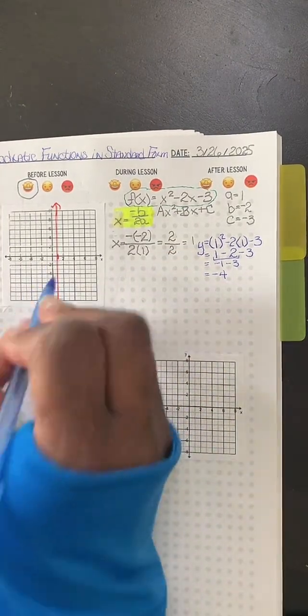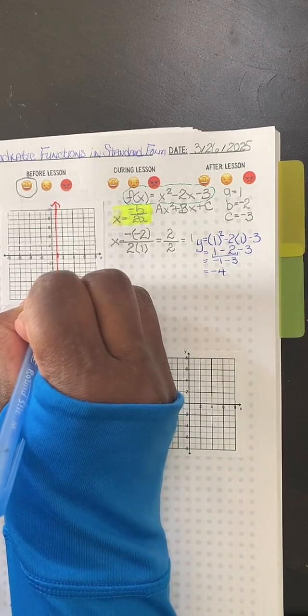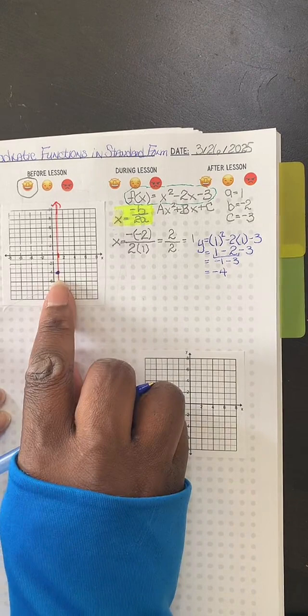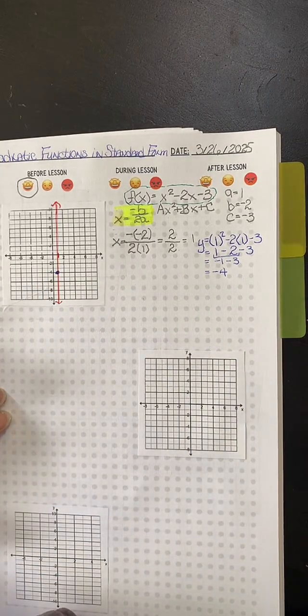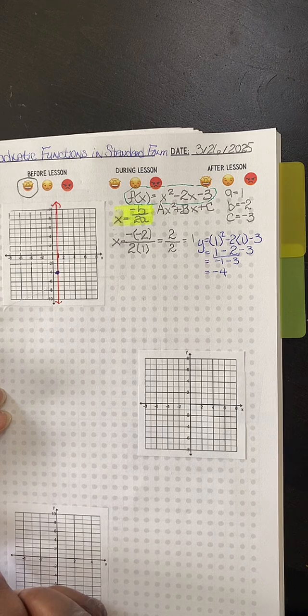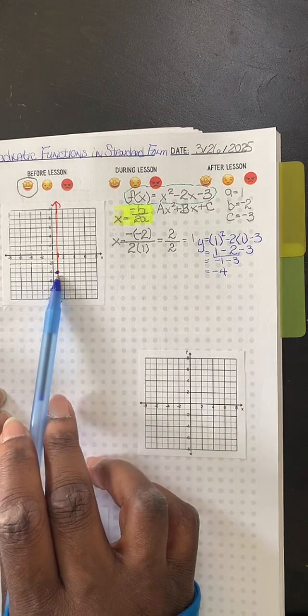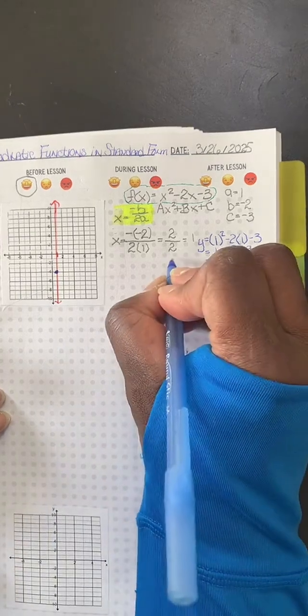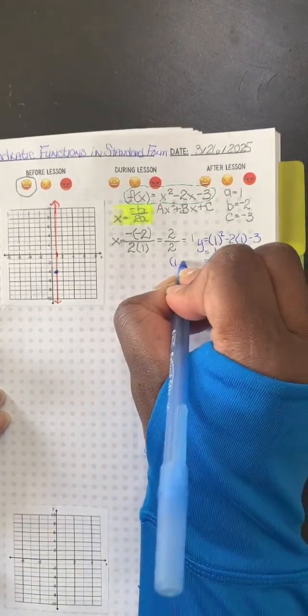So here's 1, here's negative 4. This is going to be my vertex. So the vertex gives you the x value, and you use the x value to plug into the function, right? Yep, to get your y value. Okay. All right. We're doing okay so far? All right, so now that's our vertex. Our vertex is 1, negative 4.